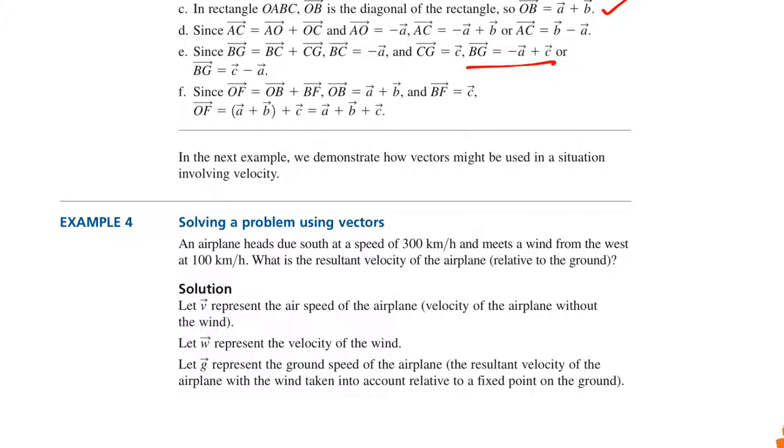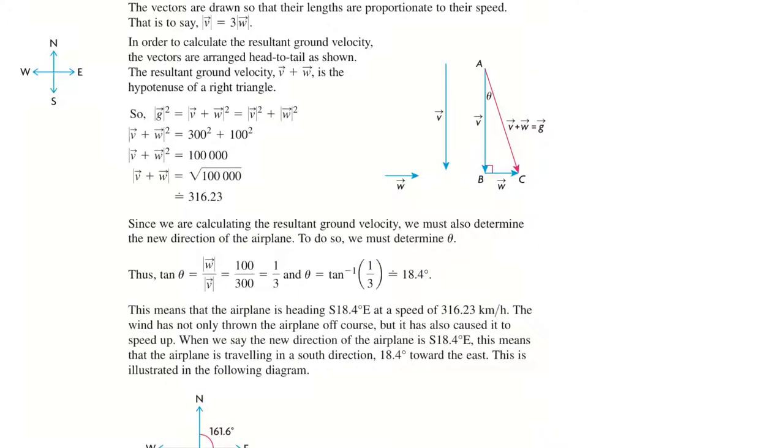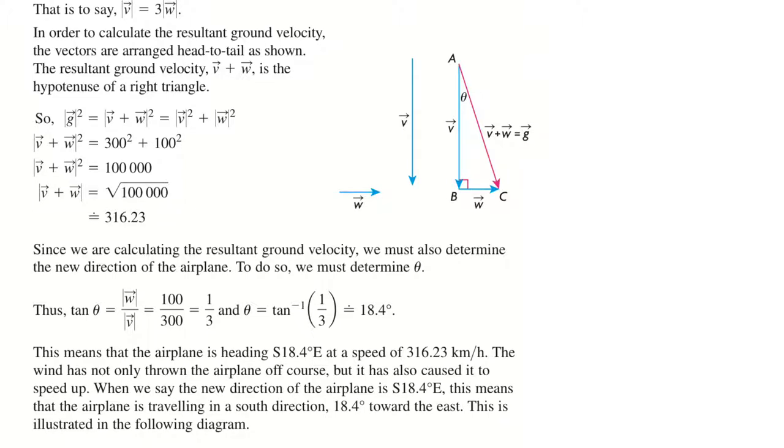Let's use our knowledge to solve a problem. An airplane heads due south at a speed of 300 kilometers per hour and meets a wind from the west at 100 kilometers per hour. What is the resultant velocity of the airplane relative to the ground? Let's start with the diagram. The airplane and wind. Airplane is heading south and its speed is 300 kilometers per hour, and wind is blowing from west and its size is 100 kilometers per hour.